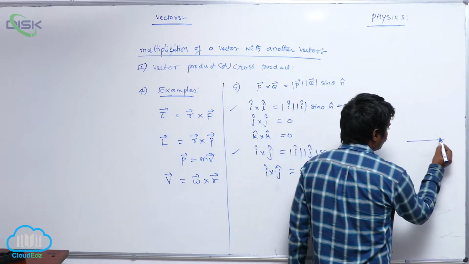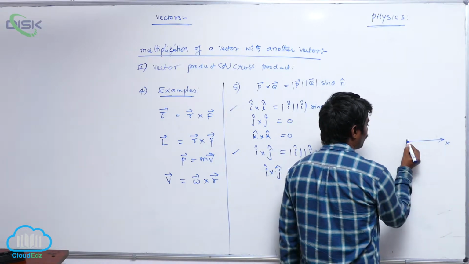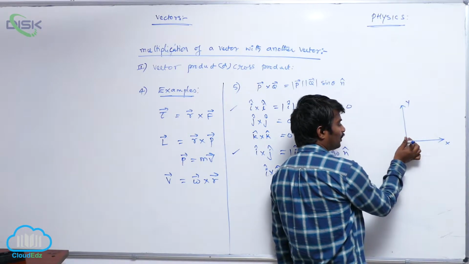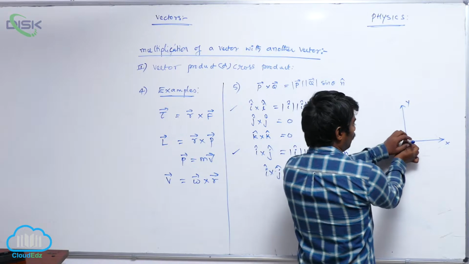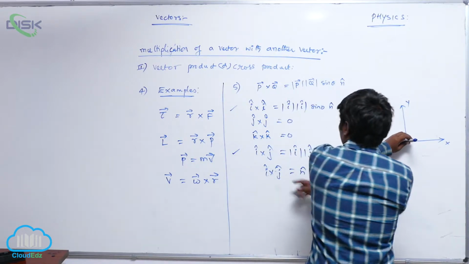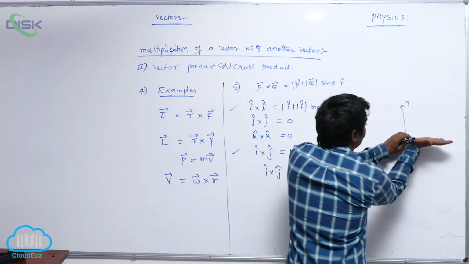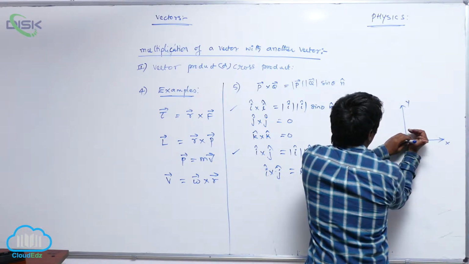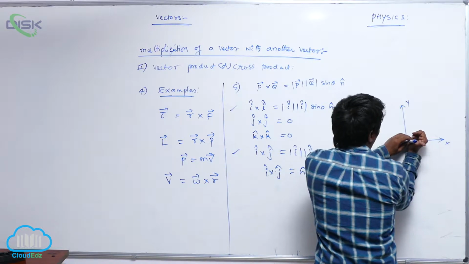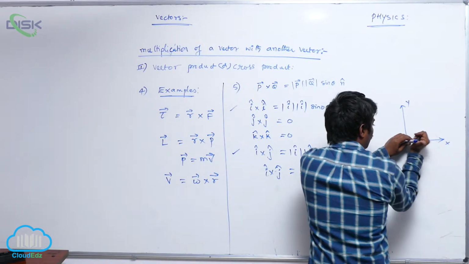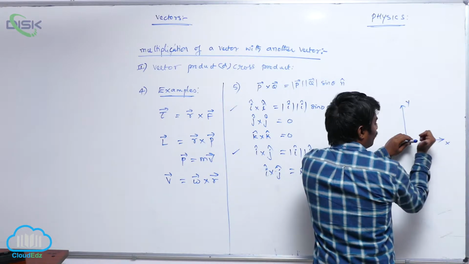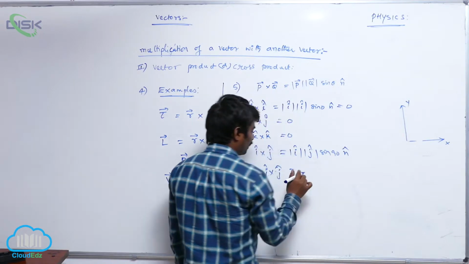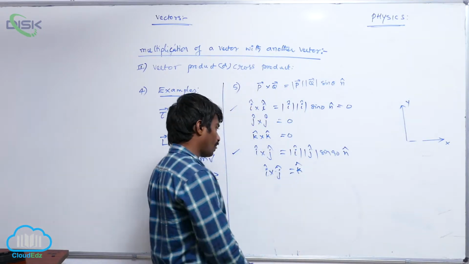Let us see here, this is x axis, this is y axis, z axis is out of the plane of the board. Now i cap is the first vector, j cap is the second vector. So i cap, j cap. I have to curl my fingers from first to second vector. Thumb gives the direction of n cap. It is pointing along positive z axis. So the unit vector along positive z axis is k cap. So instead of n cap I can take it as k cap.